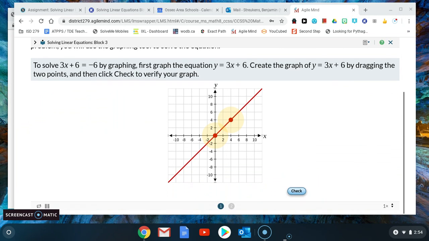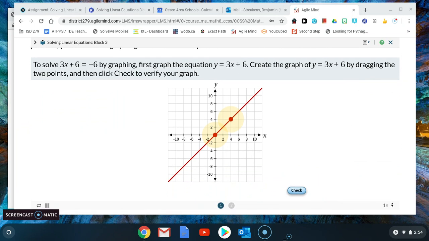So if we first look at our graph here, it says to solve 3x + 6 = -6 by graphing, first we need to graph the equation y = 3x + 6. So we're going to create that graph by dragging these 2 points, and then once you're done, just to check your answer, you can hit check to see if you were right or wrong.